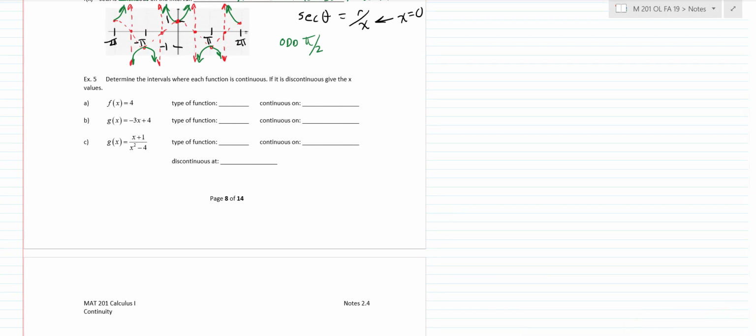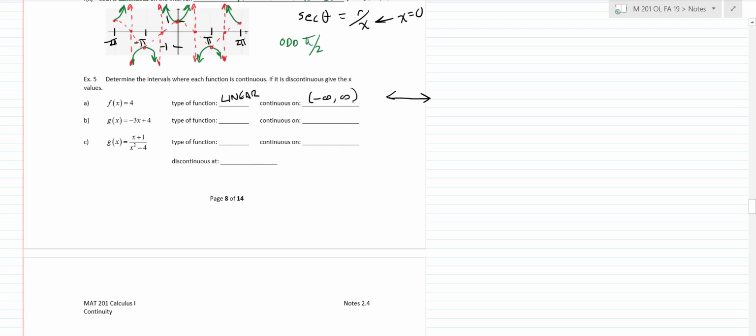Okay, so here's what we're after on this. We want to be able to quickly recognize the type of function, quickly figure out where it's discontinuous, and write the interval where it is continuous. So if you graph y equals 4, you know that this is a horizontal line, so this is a linear function. And linear functions are always continuous on all real numbers. There's no breaks in the graph on linear functions.